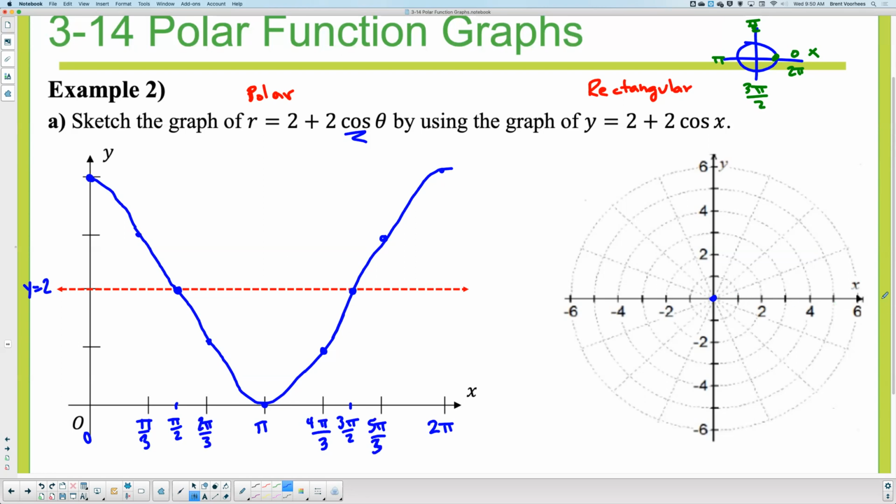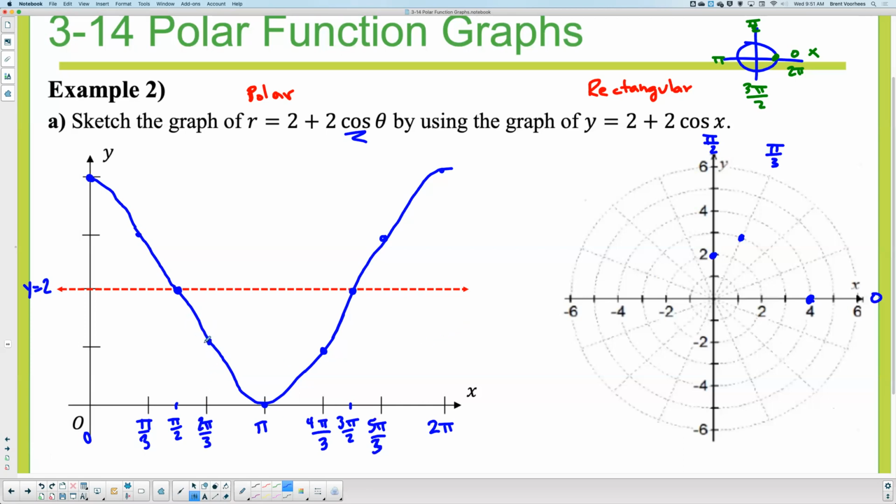At 0 is the angle 0. Go out to the 4th circle, put a dot. I'm going to erase this one for now. There's the dot. At pi over 3, we have the value 3. So go to pi over 3, go to the 3rd circle and put a dot right there. At pi over 2, what's the value? 2. At pi over 2, we're going to be at 2.